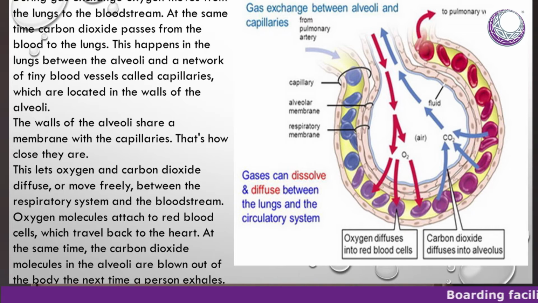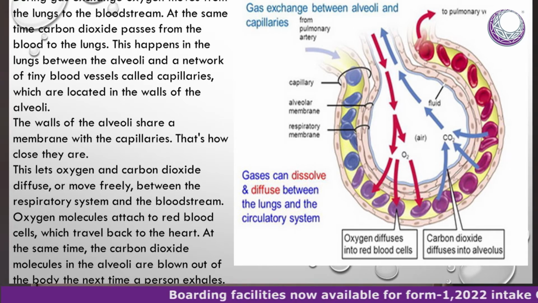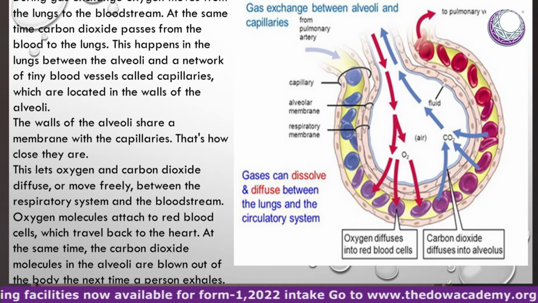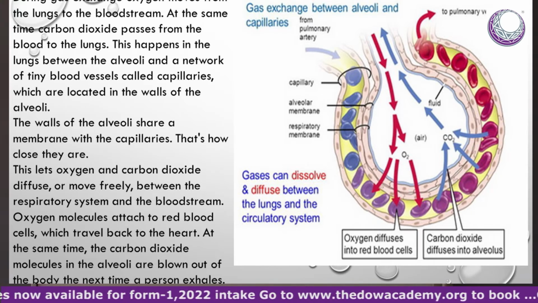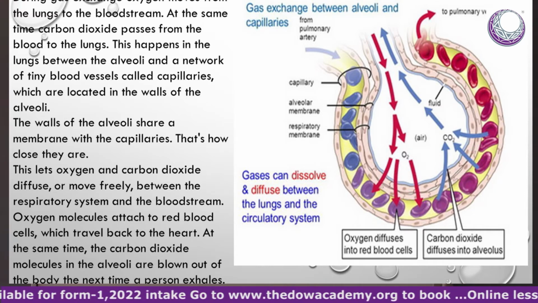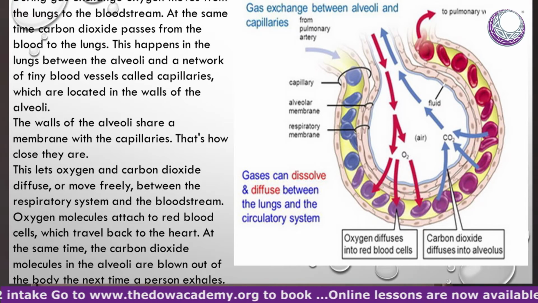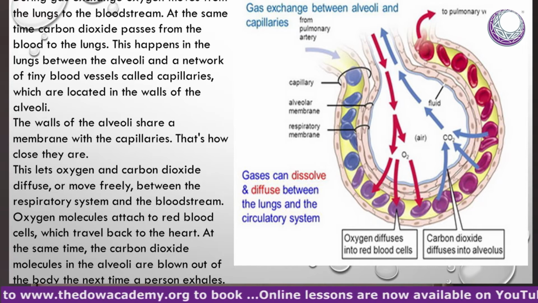The walls of the alveoli share a membrane with the capillaries. That's how close they are. So this lets oxygen and carbon dioxide diffuse, or move freely, between the respiratory system and the bloodstream. Oxygen molecules are attached to the red blood cells, which travel back to the heart. At the same time, the carbon dioxide molecules in the alveoli are blown out of the body the next time a person exhales.